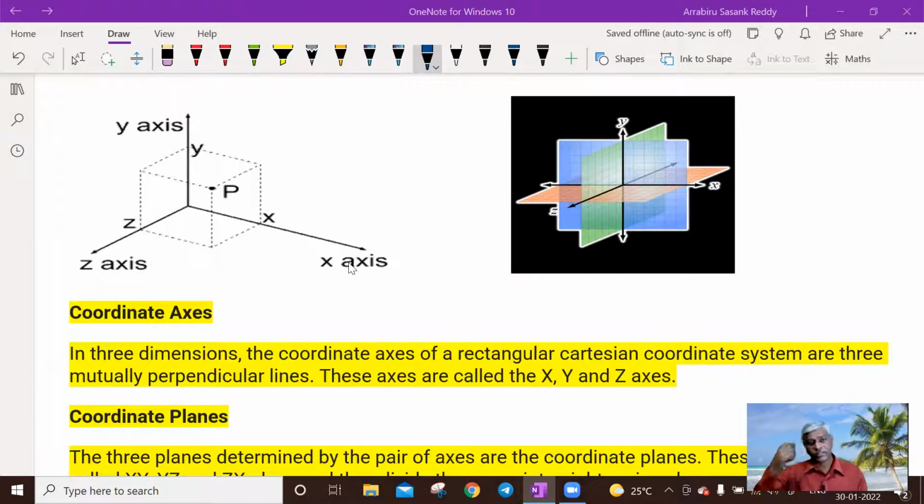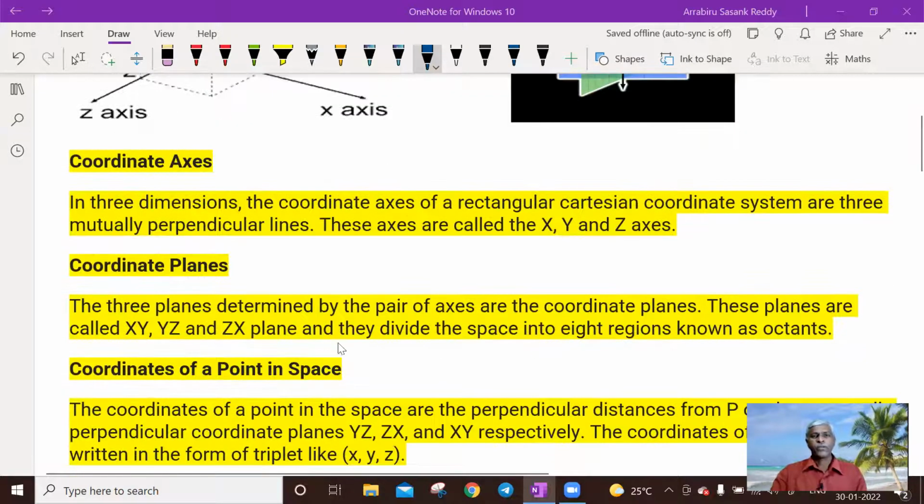So this is the 3-dimensional coordinate system. These lines are called the X axis, Y axis, and Z axis. And coordinate planes. The 3 planes determined by the pairs of axes are the coordinate planes.